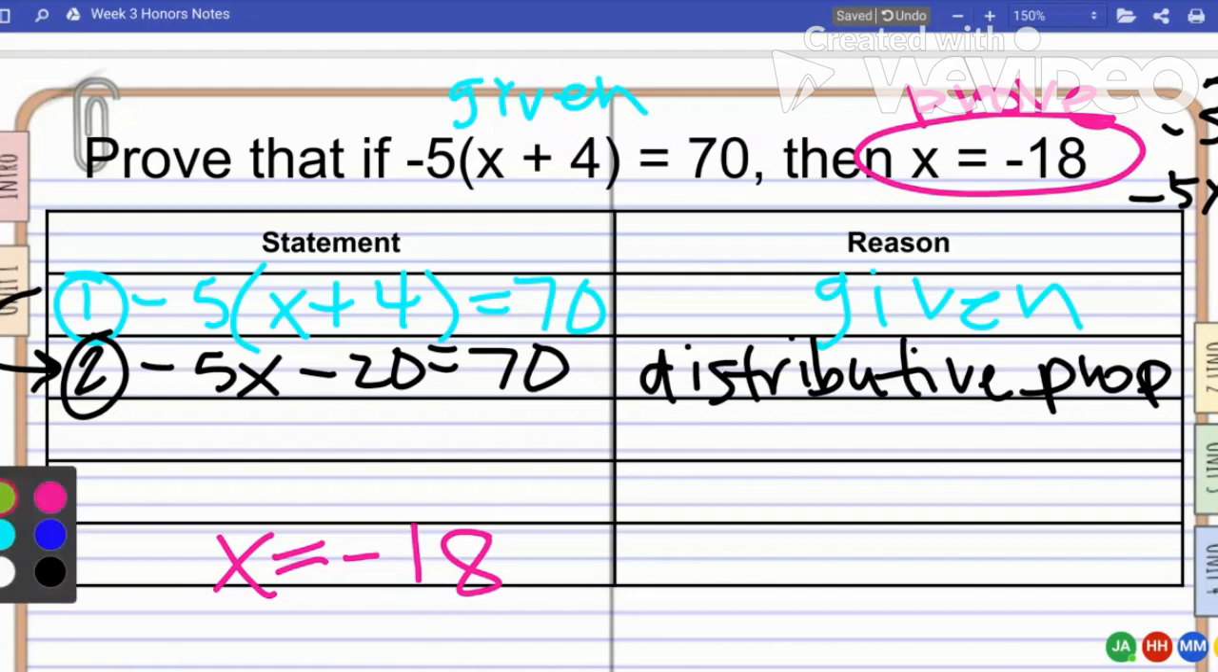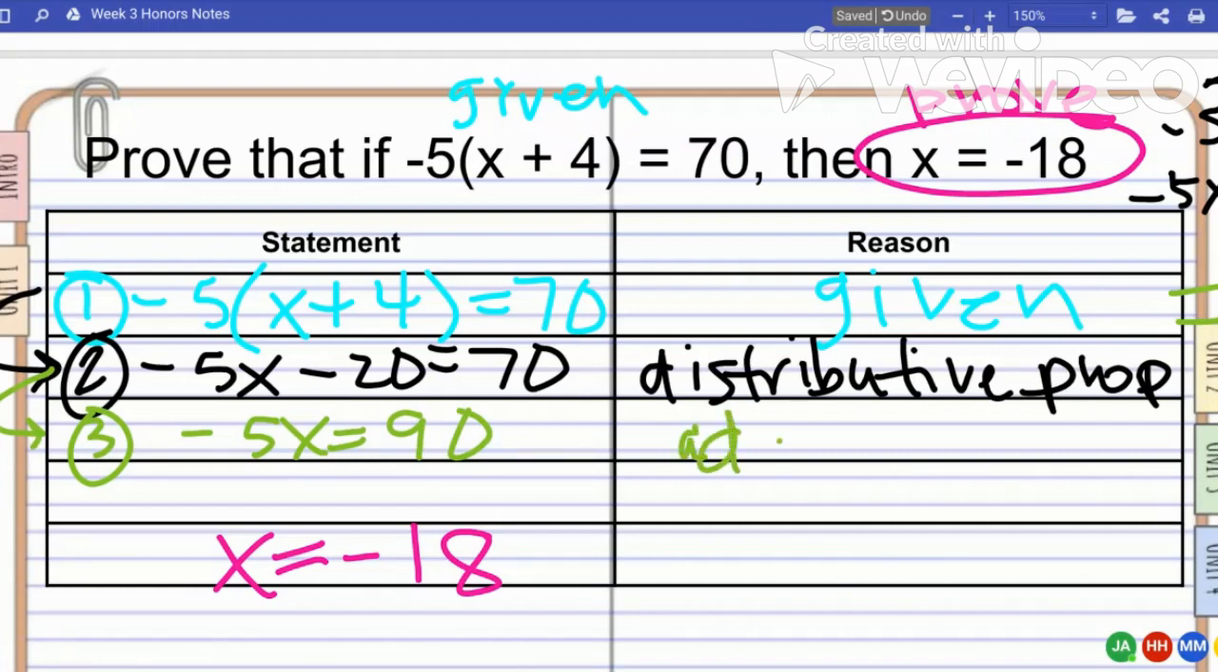Okay, what's next in solving this equation? Okay, we're going to add 20 to both sides. When I add 20 to both sides, I get -5x equals 90. So step 3, what we write down is -5x equals 90. How did we get from step 2 to step 3? Well, we use the addition property.